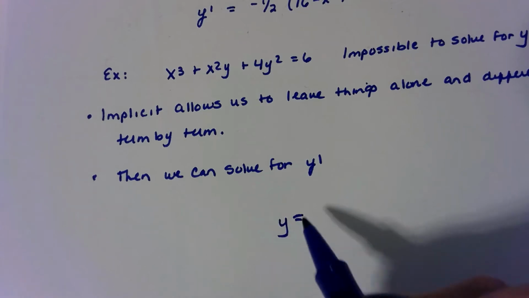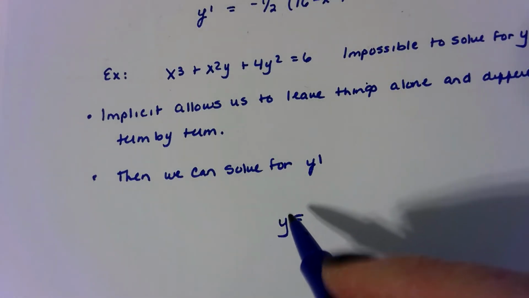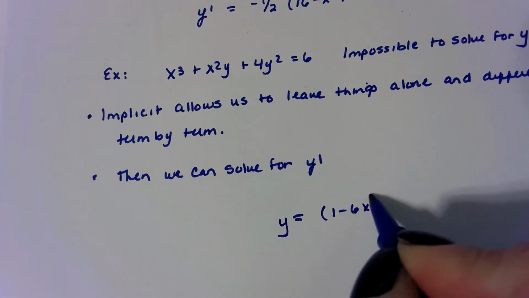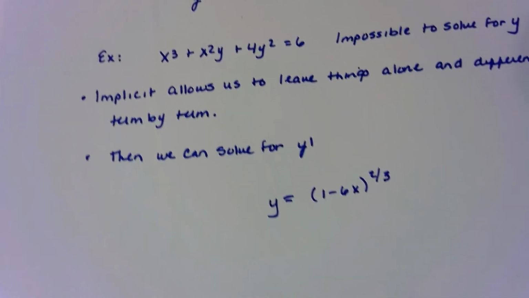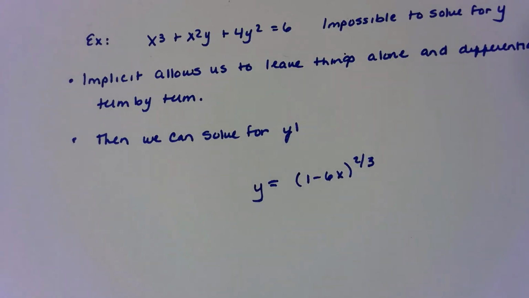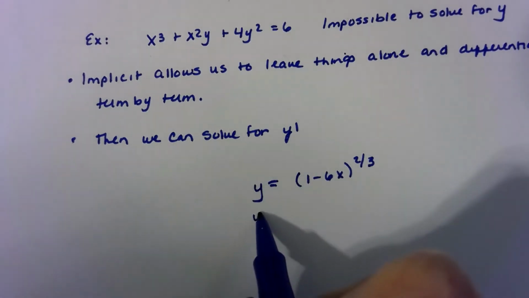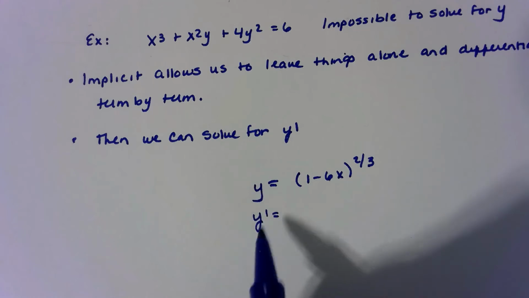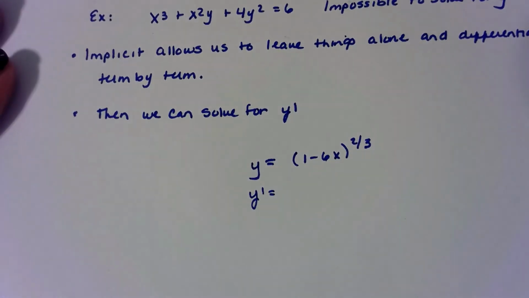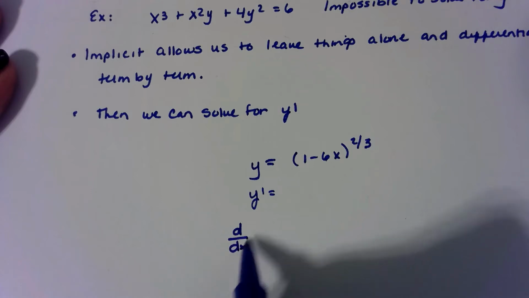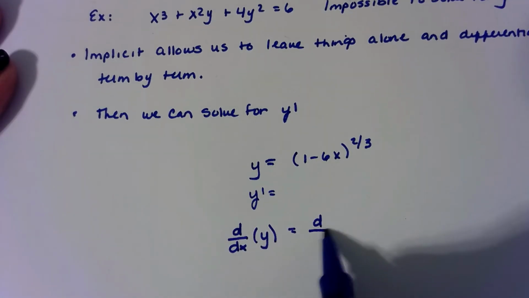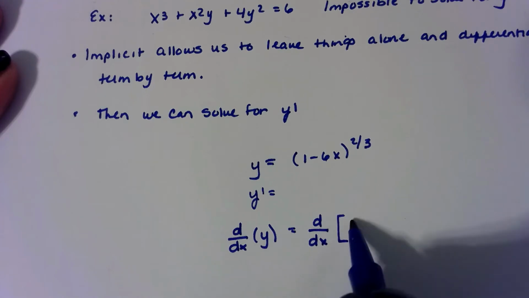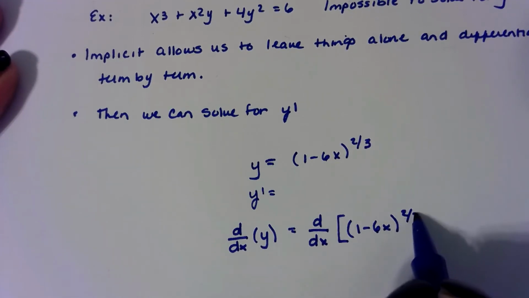y equals 1 minus 6x to the 2/3. Now you might say to yourself, that's not implicit differentiation. Yes, it is. Because with implicit differentiation, we differentiate both sides of the equation, right? So I'm really differentiating it. I know I say y prime is equal to, meaning I'm taking the derivative, but when I do that, I'm really taking the derivative of y with respect to x. So you can think of this thing as the derivative with respect to x of y is equal to the derivative with respect to x of 1 minus 6x to the 2/3.